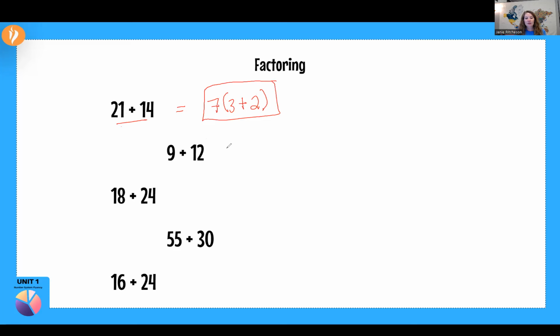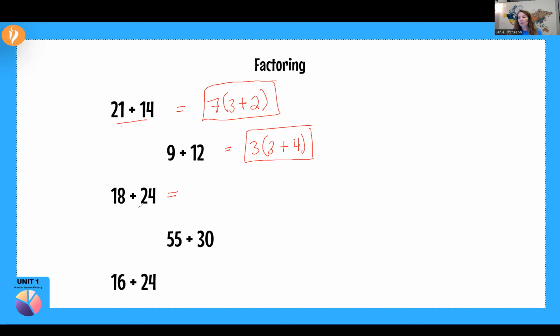Let's try the next one. What is the biggest number I can divide 9 and 12 by? The answer is 3. So what's left in the parentheses? 9 divided by 3 is 3, and 12 divided by 3 is 4. And we have factored. All right, what about the next one?